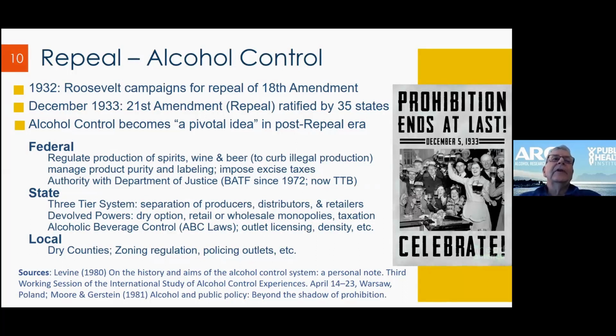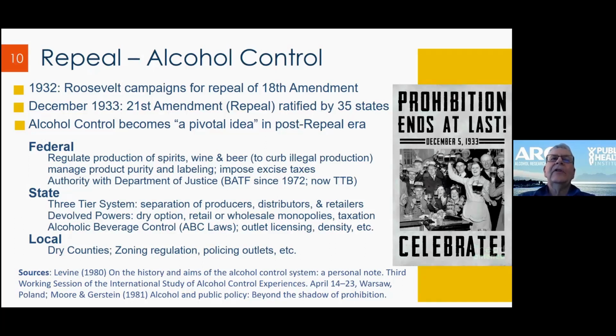So as part of this, alcohol control became a pivotal idea. And this is where states varied, and they were allowed to vary. There were federal regulations related to purity, for example, and reduction of spirits and wine to curb illegal production. And then at the state level, there were many different solutions to post-repeal enactments.